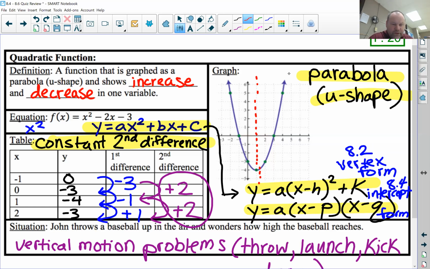If we have a table of values, what you'll notice, if we take the difference between y values, so -3 minus 0, -4 minus -3, -3 minus -4, we get our first difference: -3, -1, 1. They're not the same. So we take a second difference. -1 minus -3 is +2. 1 minus -1 is +2. The second difference is the same. If the second difference is the same, or is a constant, then you have a quadratic function.